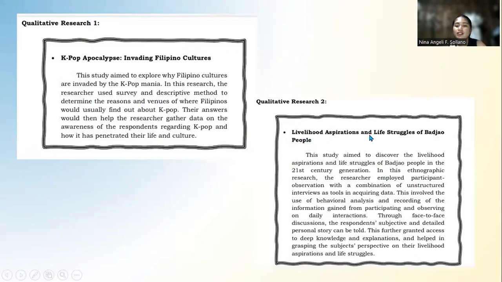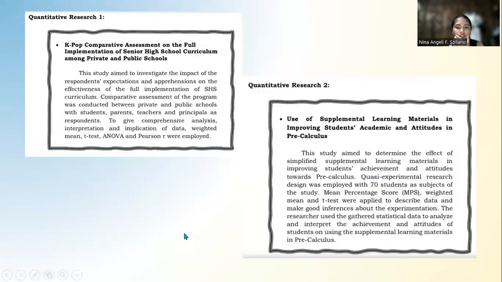Second topic, we have livelihood aspirations and life struggles of Bajau people. So this study aimed to discover livelihood aspirations, and then it says there that in this ethnographic research, it is using the ethnography strategy, and also a researcher employed participant observation and a combination of unstructured interviews. Okay, so that's for qualitative.